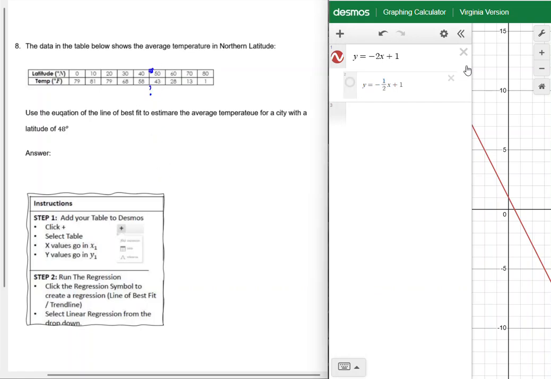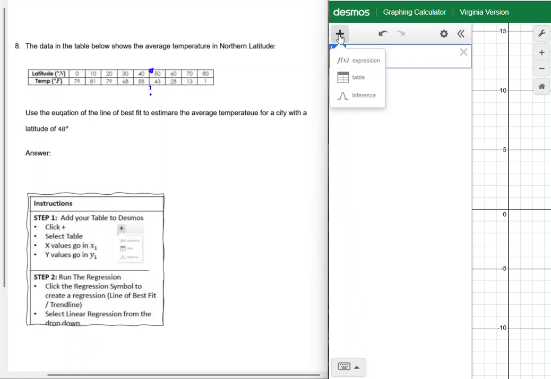So what I have to do is a linear regression. I'm going to take my data and put it in Desmos. These are the steps, and this is what you should be able to do on the test, whenever you take it. I'm going to add an item by pressing the plus button, and put in a table of values.